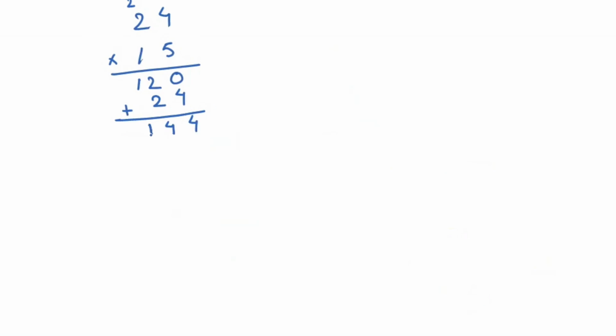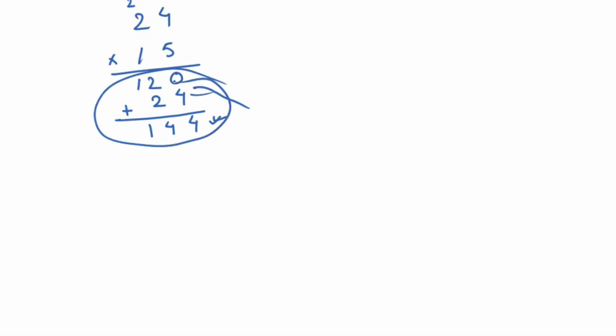Okay, now do this one. 24 multiplied by 15. 5 times 4 is 20. 2 is the carryover. 5 times 2 is 10 plus 2 is 12. Now 1 times 4 is 4 and 1 times 2 is 2. Then what do we have to do in the third step? We have to add it. 4, 2 plus 2 is 4, and 1. We got 144. So can you tell me what went wrong here?